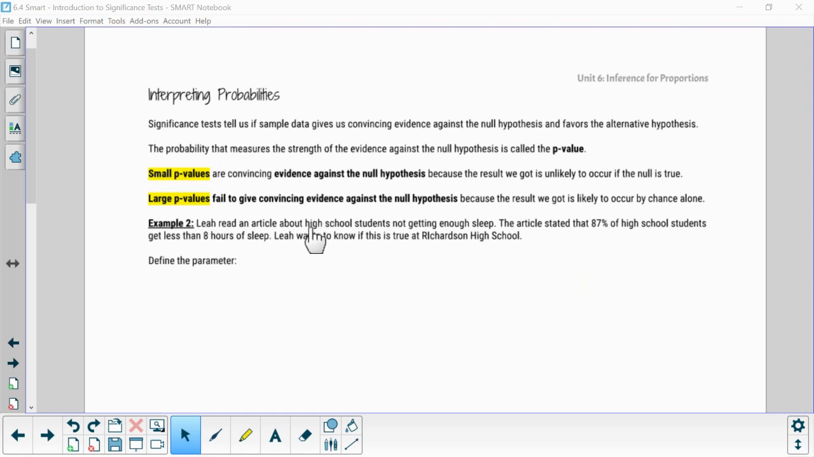One thing I also want to note here is we don't ever say that we disagree. It's either they gave convincing evidence or they failed to give convincing evidence. We don't ever say we accept the alternative or we agree with the alternative. We're always going to answer these questions in terms of the null hypothesis.